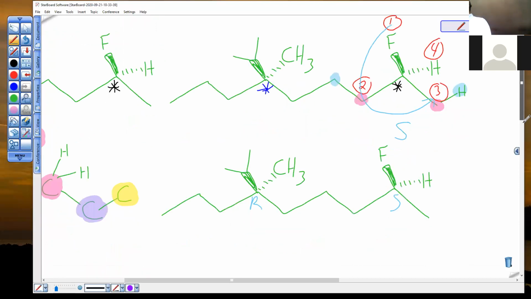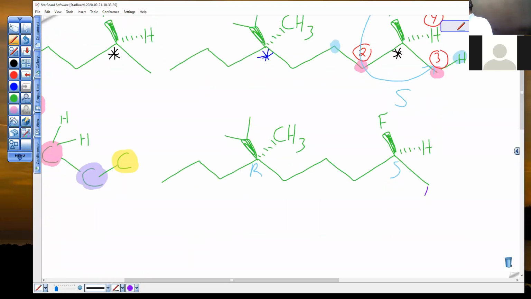Now the numbering for the longest chain, let's do it in a different color. You should number from the right to put your lowest number for your group on 2, 3, 4, 5, 6, 7, 8, 9. Let's verify that. 1, 2, 3, 4, 5, 6, 7, 8, 9. It's a nonene.